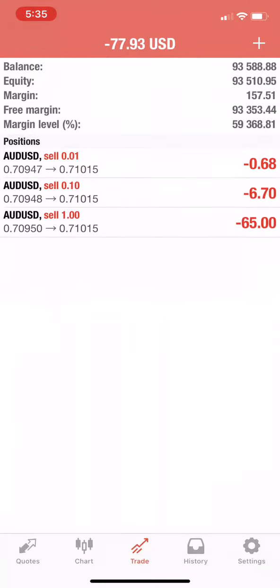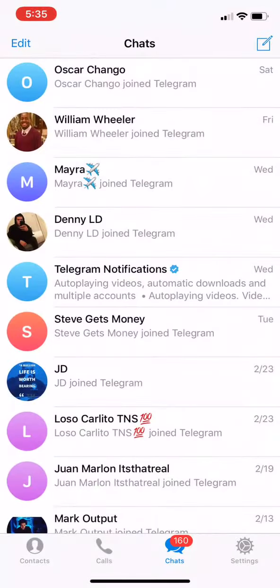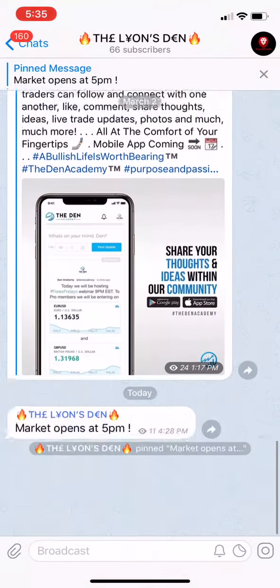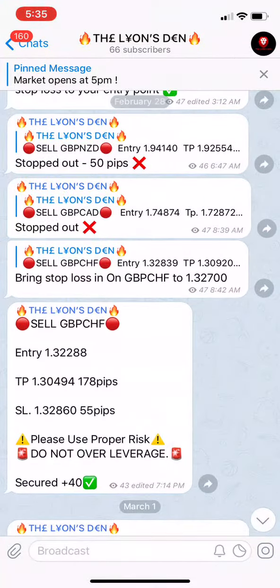I hope you guys are with me on this, but that's just a brief explanation. Now, let's go to the Telegram channel, right? Some of the signals that have been given to us. One of the last signals was GBP CHF. So let's say that you just get a trade, right? GBP CHF, it says sell, and it tells you the entry price of where to sell it. It also tells you the take profit and the stop loss.